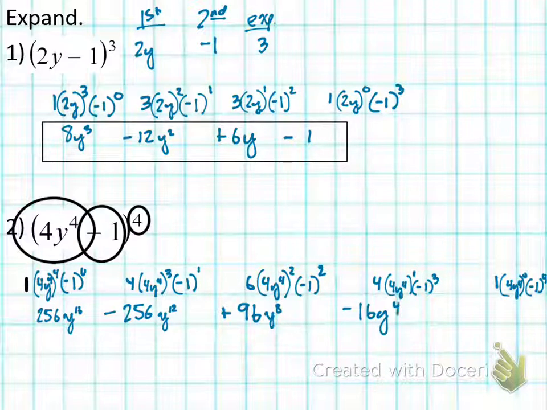Negative 4 times 4 is going to be negative 16. Y to the 4th power. Last one. Negative 1 to the 4th power is positive 1. Positive 1 times 1 is 1. 4y to the 4th raised to the 0 power is still 1. So 1 times 1 is still positive 1. That's your answer.